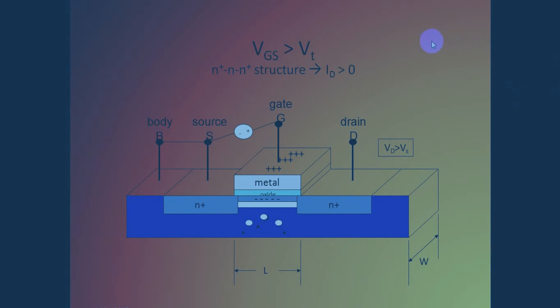In the third structure here, we can see that the VGS is much greater than VT and the inversion takes place from a P channel to an N channel structure. It is discussed in the next slide.